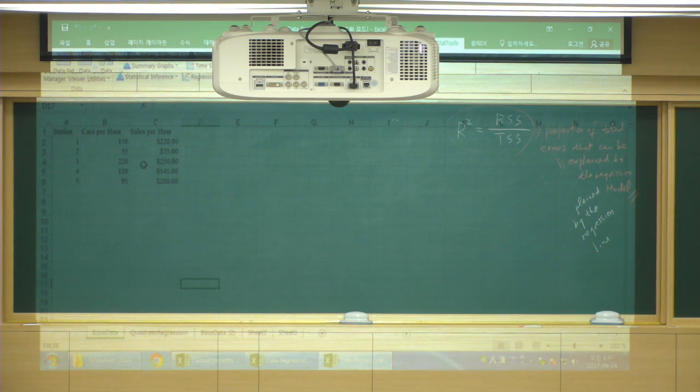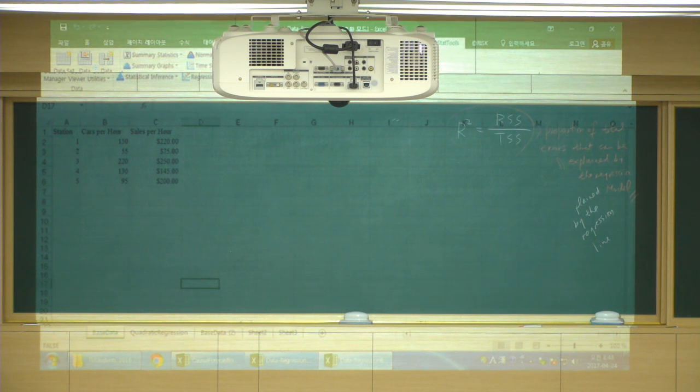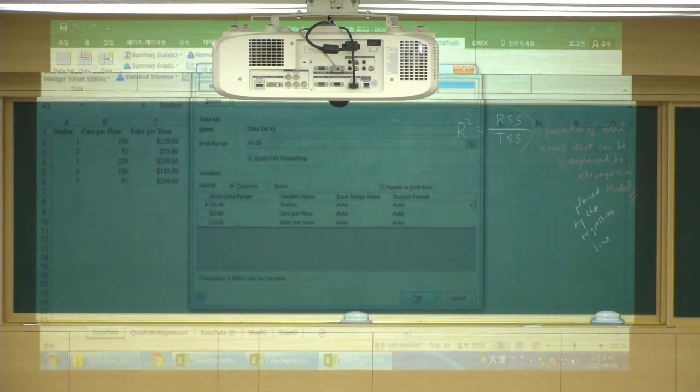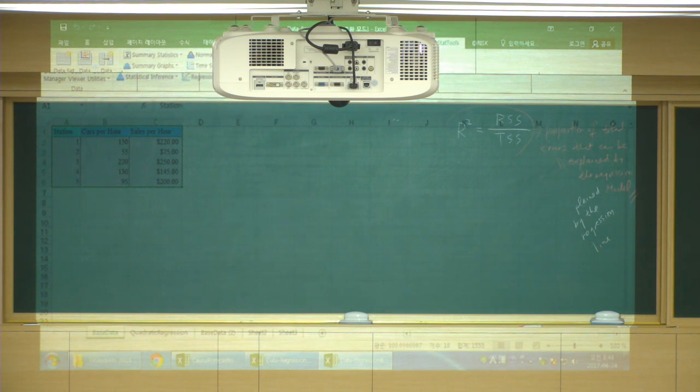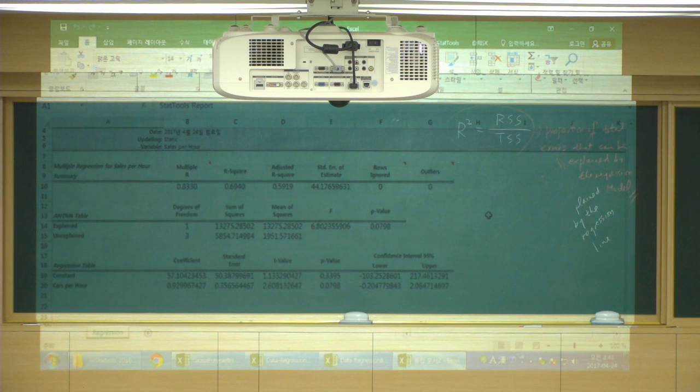So let's say we have a whiteboard and projector. Okay, think about this one. This is our very simple regression model. And then we have our data set and go to the regression analysis and cost per hour, sales per hour. Okay, very good. So let's say that's what we already know.